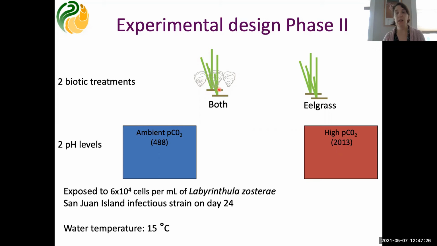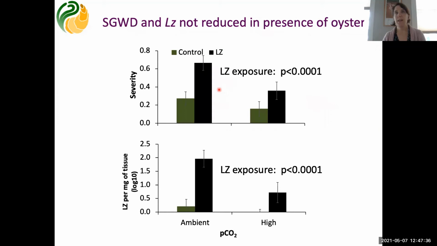So they were at 15C and they were exposed to an infectious strain of LZ on day 24 of the original trial. And what we found was that, unlike the naturally infected plants, we didn't see an effect of the presence of oysters in this experiment. We only saw an effect of our Labyrinthula zosterae exposure. And this is both, again, severity, so this is the percent of the plant that's impacted, as well as qPCR, so the load per milligram of tissue.